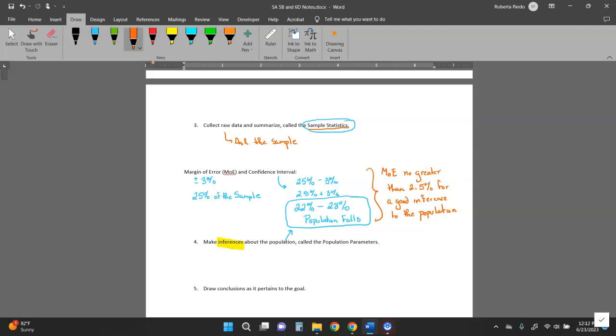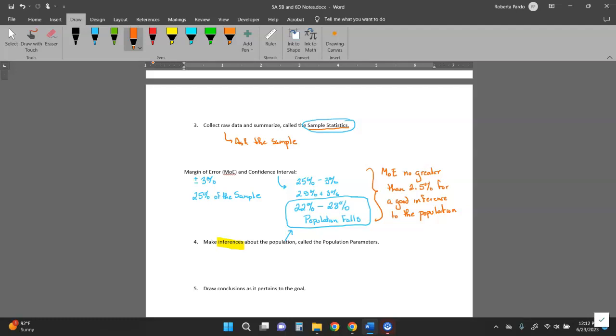The reason for that is if this number is any bigger than 2.5%, this interval becomes wider and wider, and therefore we can't really make a lot of conclusions about the population. So if this was 5%, we would say that this is now a 10% interval, and we don't have a lot to say about that.